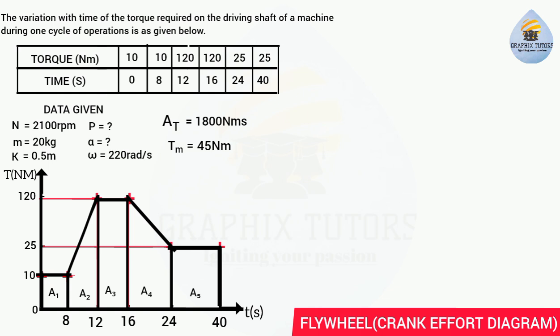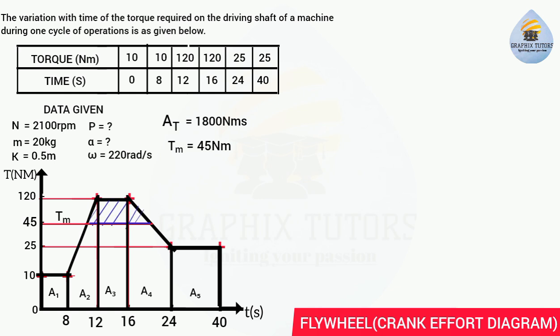It falls in between 120 and 25. Is that okay now? So what I'll simply do here is take any point between 120 and 25 and take it as our 45, right? So let me assume that this point here is my mean torque, 45, and this is where it is located. Is that okay now? So that will be the area of our shaded part.